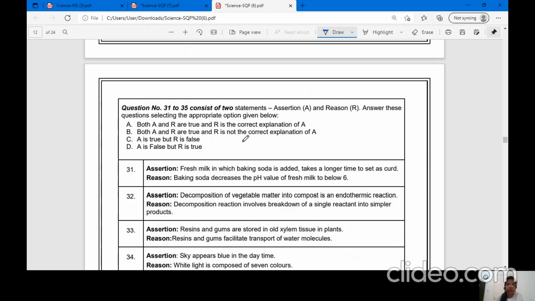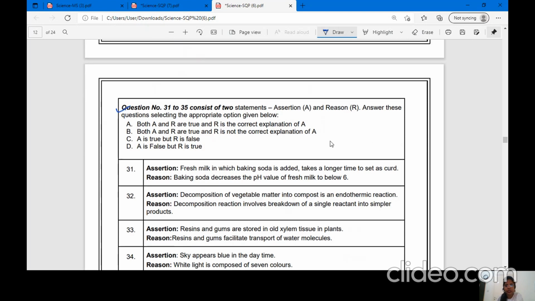Okay, now question number 31, assertion and reasoning question. So let us see the instruction. Assertion means a statement and reason means the reason for that statement. Okay, logic behind the statement. Answer this question selecting the appropriate option given below. A, both A and R are true and R is the correct explanation of A. And B, both A and R are true and R is not the correct explanation of A. C, A is true, R is false, and D, A is false, but R is true.